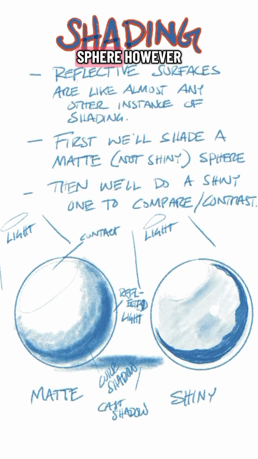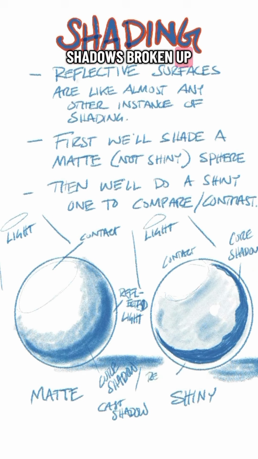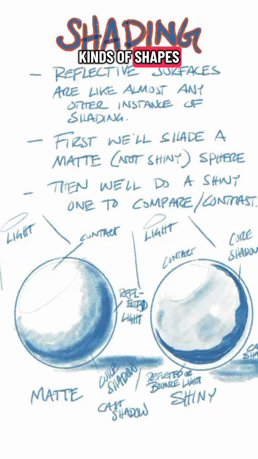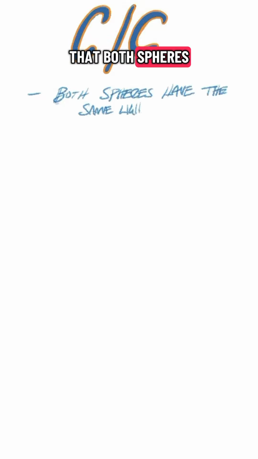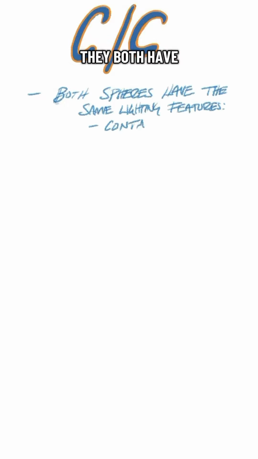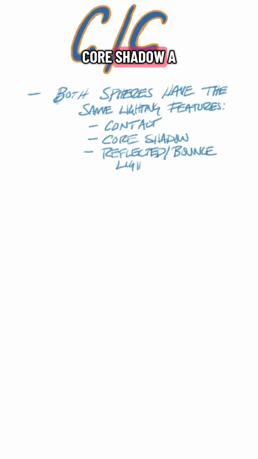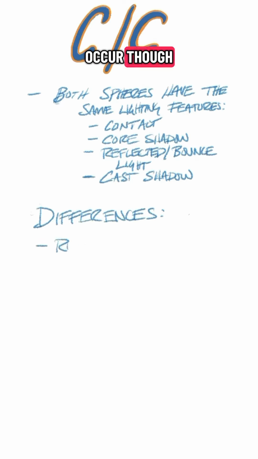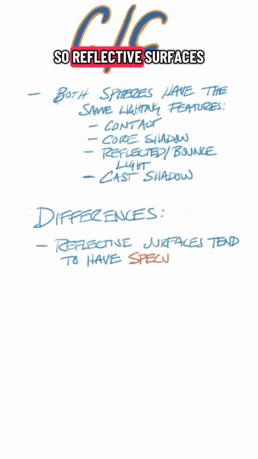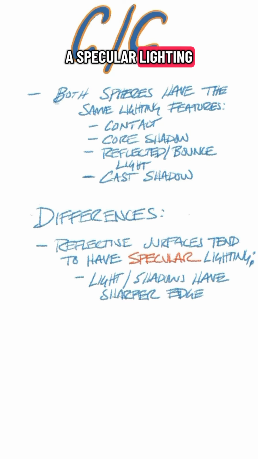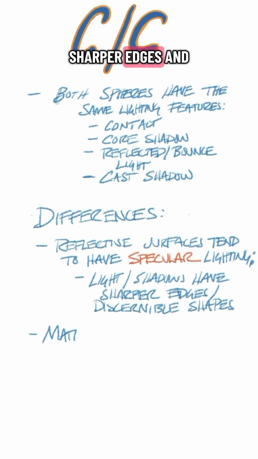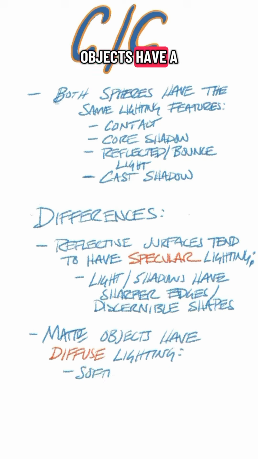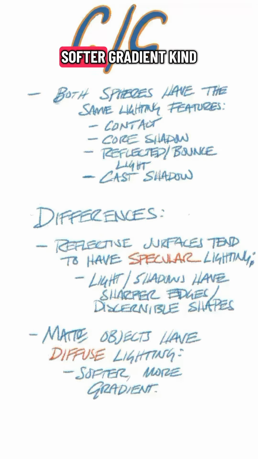On the shiny sphere, however, we see those shadows broken up into more discernible kinds of shapes. What they share in common is that both spheres have really all the same moving parts. They both have a contact point, they have a core shadow, a reflected or bounce light, and they both have a cast shadow. Where the differences occur, though, is in that lighting itself. So reflective surfaces tend to have a specular lighting, where the light and shadows have sharper edges and discernible shapes, and the matte objects have a diffuse lighting, where there's a softer gradient kind of flow from light into shadow.